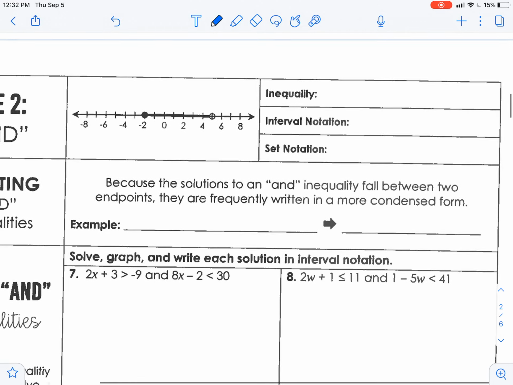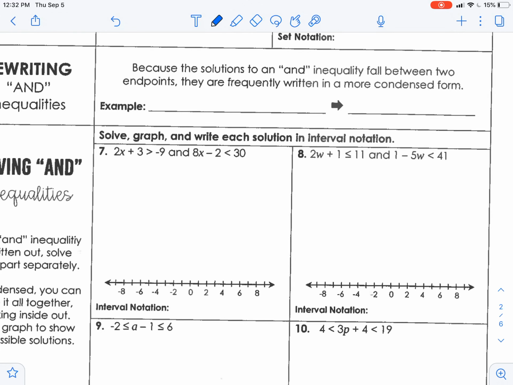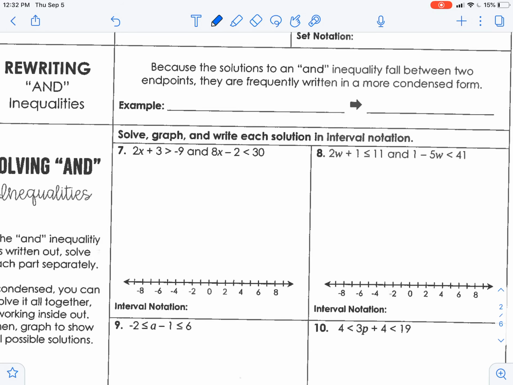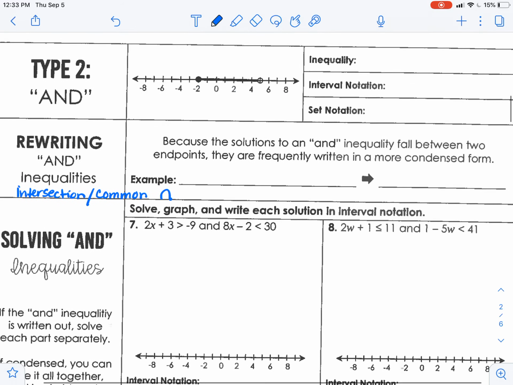Now let me show you the difference between the or and the and. So when we go to do the and, it means intersection, okay? So it means intersection, or what we're looking at is what did the graphs have in common? Okay, what do the graphs have in common? And the symbol we're going to use for it is an intersection symbol. It looks like that, okay?